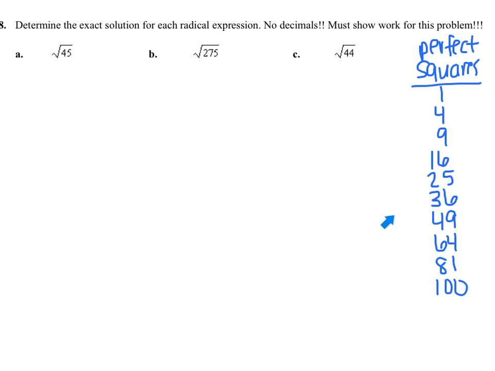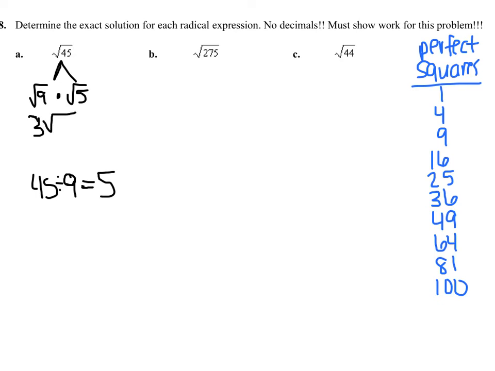So I've got a 45. 36 doesn't go into 45. You could try 25, but it doesn't go into 45 either. It's not until you get down to 9 that it goes into 45. So what we do is we separate it: the square root of 9 times the square root of 5, because 45 divided by 9 gave us that 5. That's where we found everything. The square root of 9 is the same thing as saying 3, and the square root of 5 is not a perfect square, so it's just going to stay square root of 5. And that would be my answer.